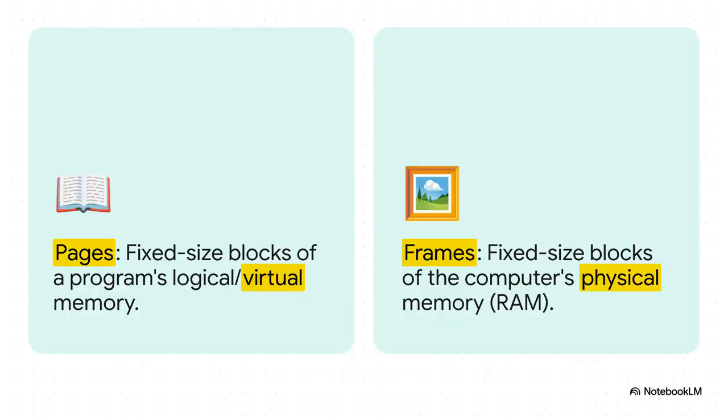Well, the OS breaks everything down into fixed-size chunks. It chops up the program's virtual memory into blocks called pages. And it chops up the physical RAM into blocks of the exact same size, called frames. The OS then acts like a master librarian, keeping track of which pages are currently sitting in which frames.